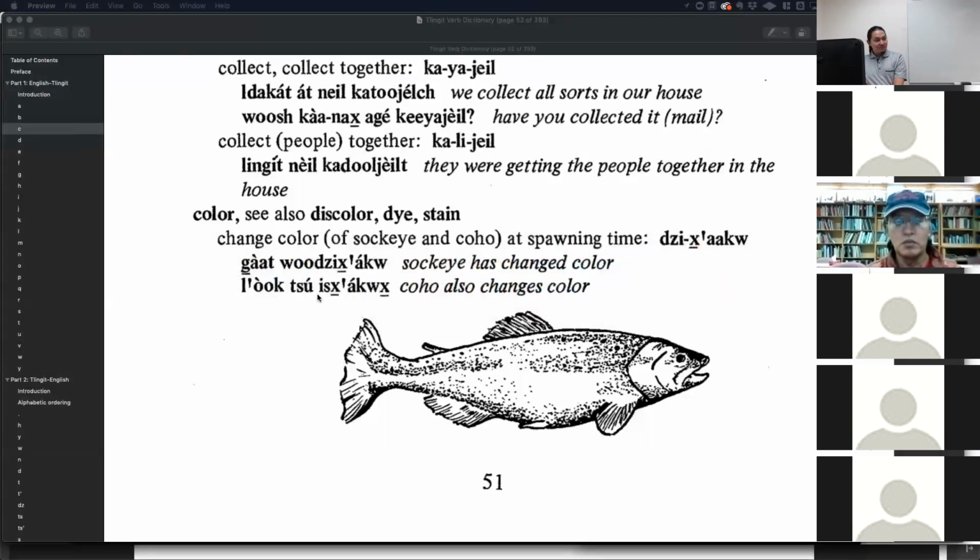The I for "you" is a prefix, but that doesn't count in this rule. It's just what we call a peg vowel. It's just there so we can have a vowel.